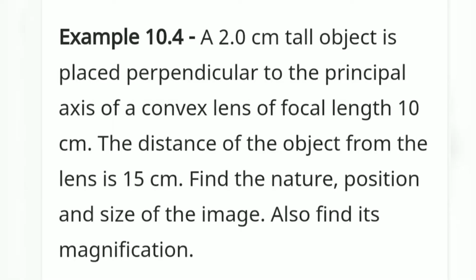Let us try to solve this example from NCERT using the lens formula. It says that a 2 cm tall object is placed perpendicular to the principal axis of a convex lens, focal length 10 cm. The distance of the object from the lens is 15 cm. You have to find the position, nature and size of the image. Also find its magnification. Children, read the question carefully once again and then we'll start solving.